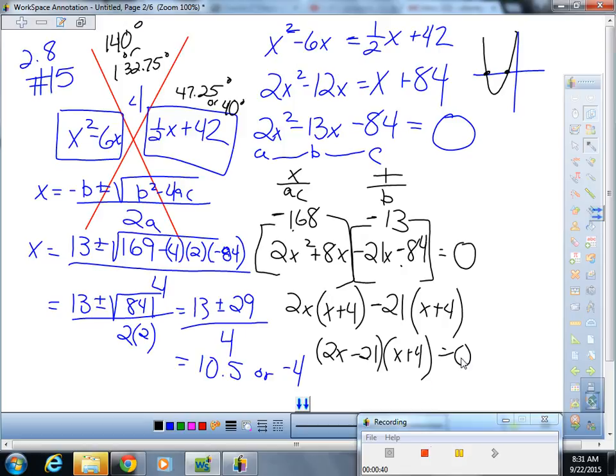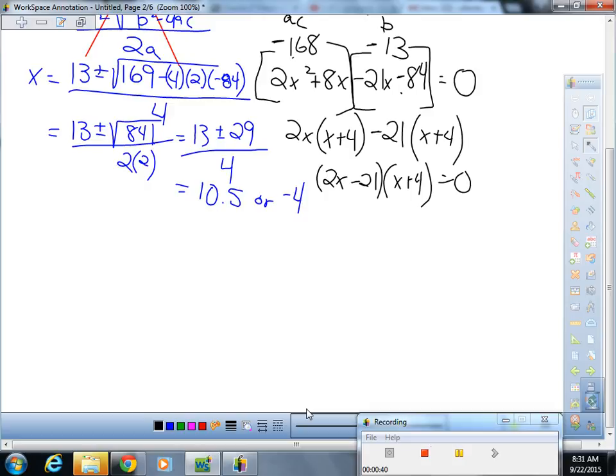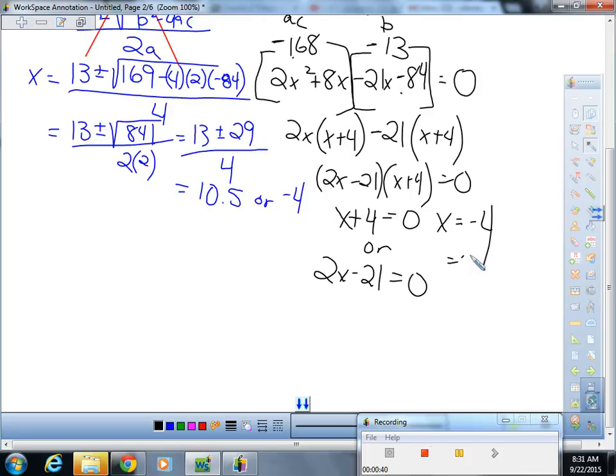And then lo and behold, when you set that thing equal to 0, you either get x plus 4 equals 0, or 2x minus 21 equals 0. Here, x equals what? Boom. Or? So, those of you that love factoring, that's the way you might want to do it. Okay? You plug them back in, find angle 1. Everybody good with that?